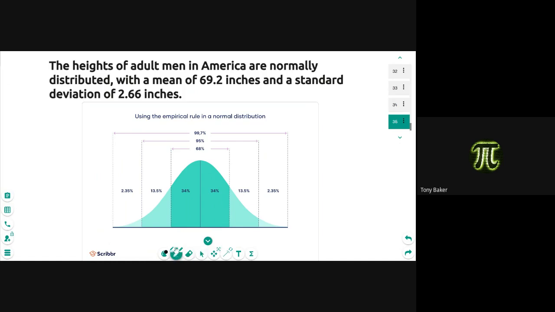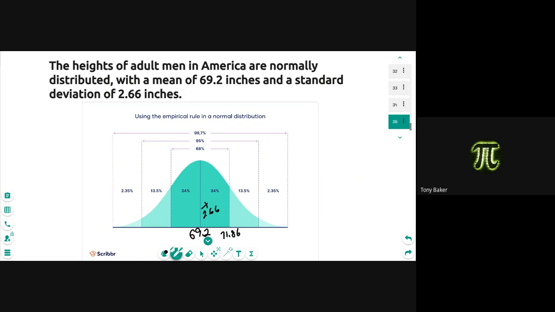So the mean is 69.2. So that is the middle. Okay. That is our mean, median, and our mode. All right. The 2.66 inches is how much it's spread. So the standard deviations go both directions. So going this way, we're going to add 2.66 inches. Okay. So we're going to be at 71.86 inches. Does that make sense? Okay.